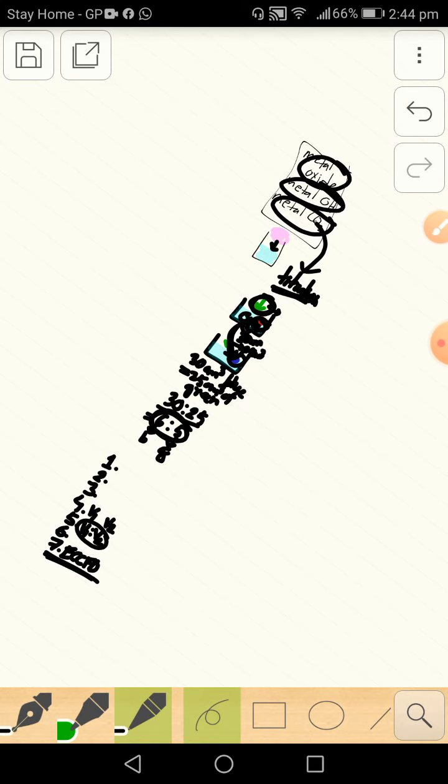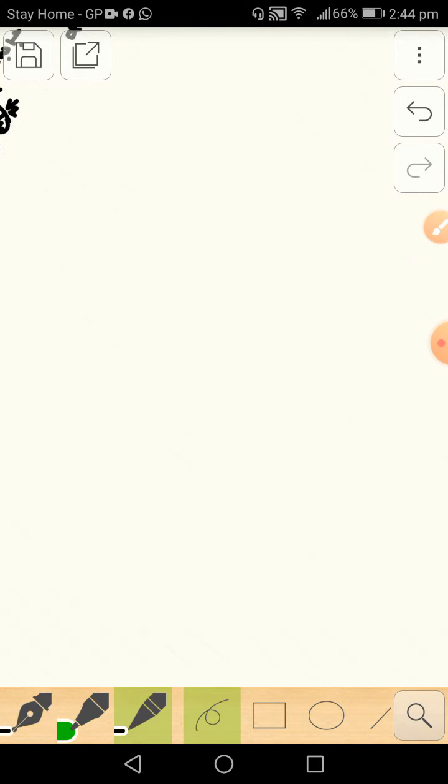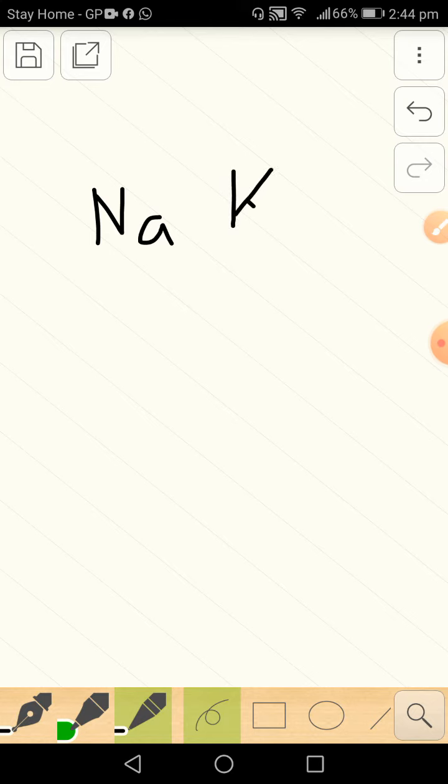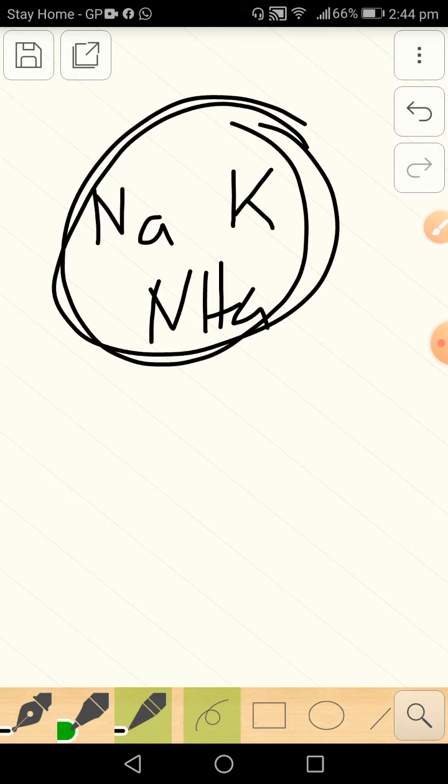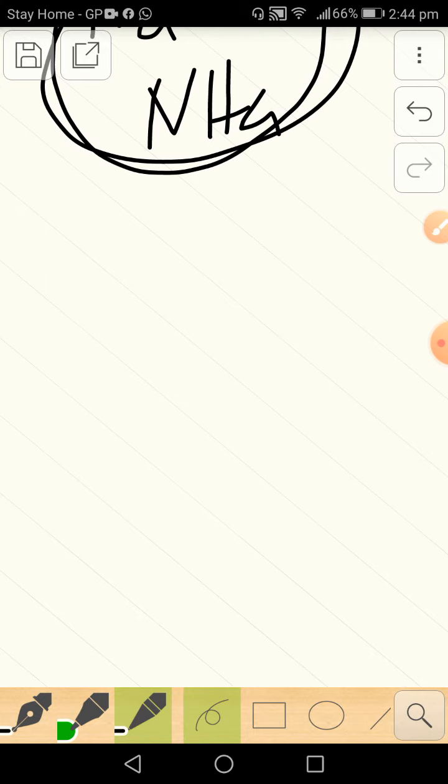Okay, now for simplicity, I want to tell you a shortcut to save time. If you see that the positive part of the salt has sodium, potassium or ammonium, then we have to use titration because all their compounds are soluble. Okay. Let me give some examples.